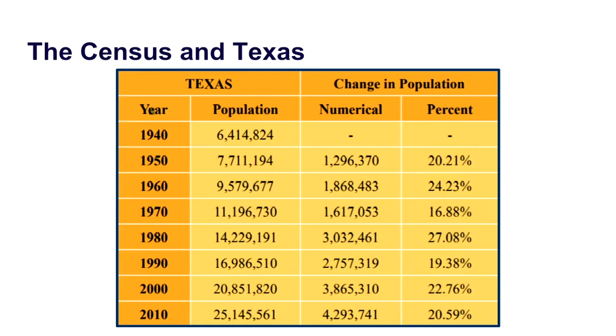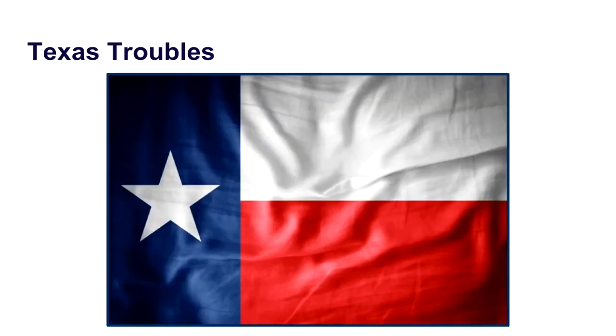Exactly. Our projection this year is that we're going to have over 29 million people in Texas. Wow. And a lot of those people are immigrating, of course, from other countries, but also from other states. So California is actually projected to lose population this year while we're gaining it. So that brings us to Texas troubles.